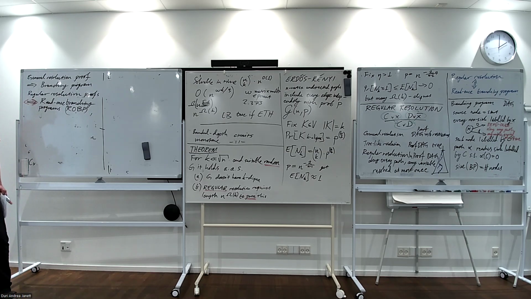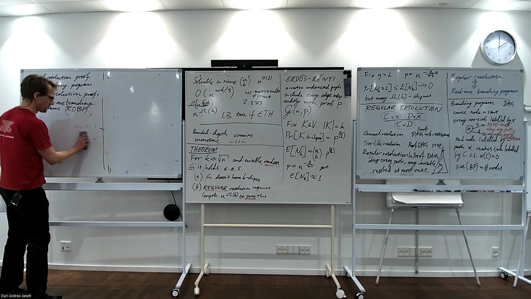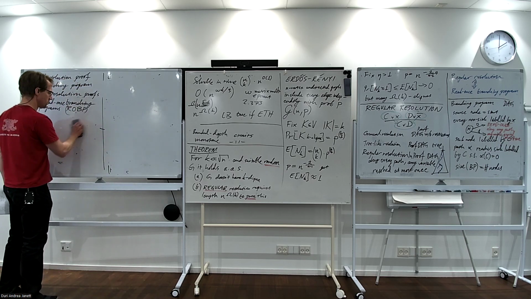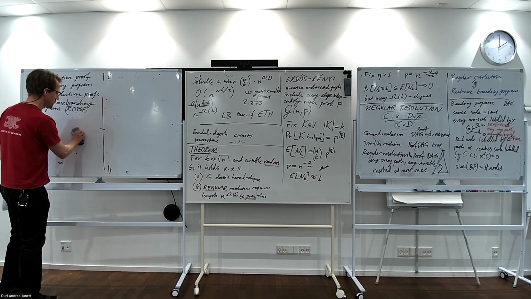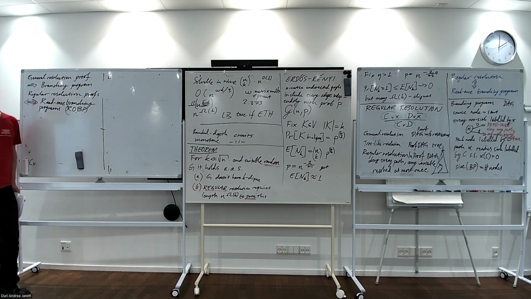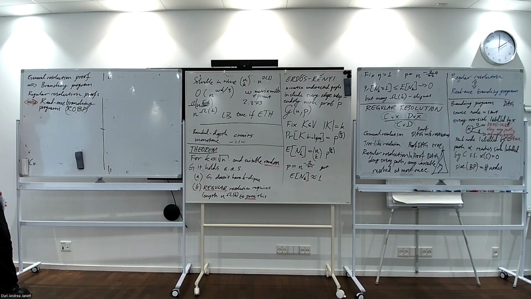Was there a question? Yes, you said regular resolution is exactly characterized by ROBPs, but branching programs do not characterize resolution. What is the proof system that corresponds to branching programs? That's a great question. Branching programs are strong, and I don't know if there's a good characterization.